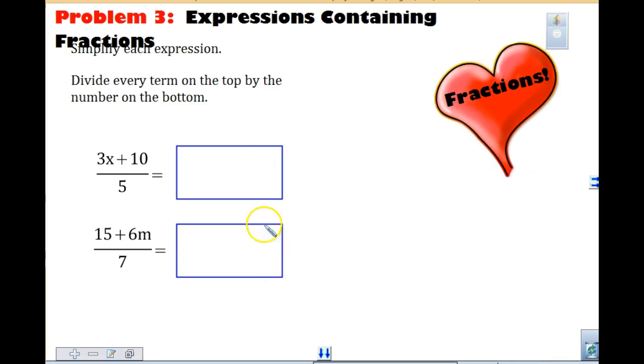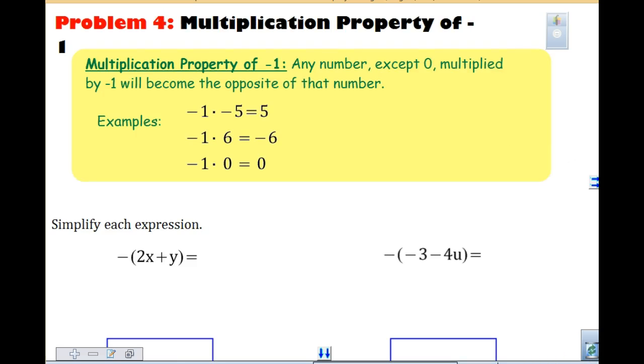Don't write on this, just leave this for right now. We're going to come back to that, okay? This is what I want you to look at, this part with -1. If I take any number except 0 and I multiply it by -1, it gives me the opposite. -1 times -5 is positive 5. -1 times 6 is -6. And 0 always stays 0. So when we simplify these, write out in front, put -1 right behind the problem, and put times 2x plus y.